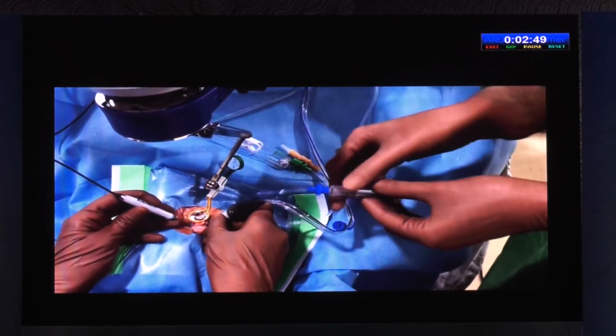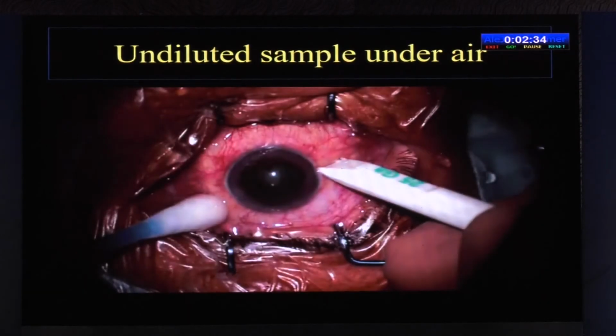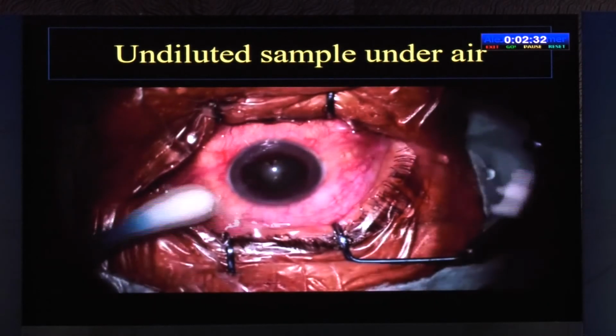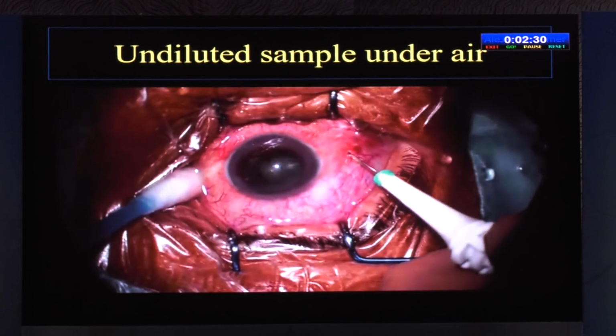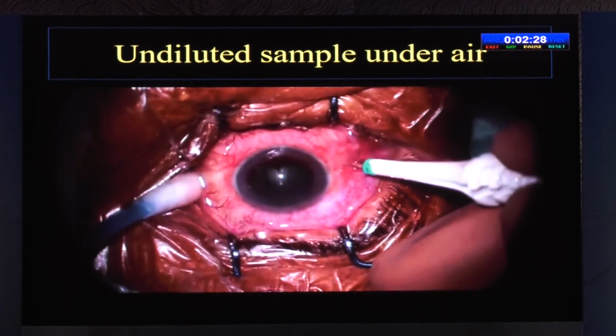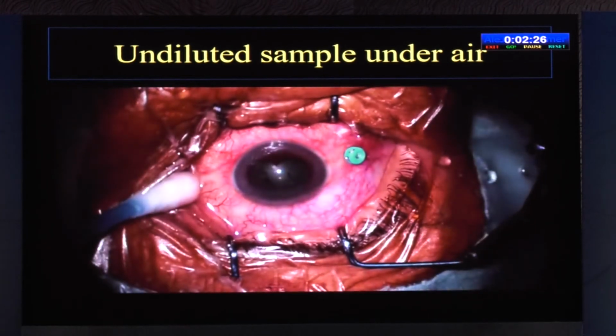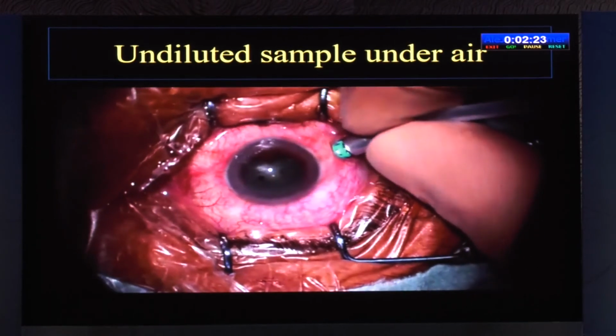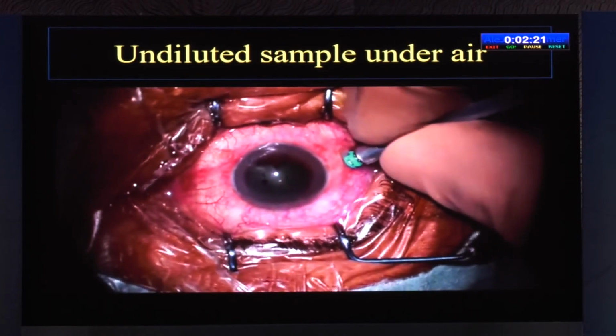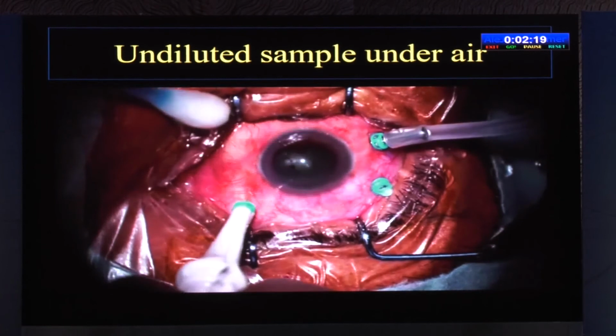Similarly, you can take about 3 to 4 syringes like this and then label them with the patient's name, the date of sample collection, the surgeon who's asking for it, and whatever tests you want. And of course, which syringe contains the undiluted and the diluted fluid. This is how we collect the undiluted sample under air. So once you attach your infusion cannula, we don't put on the infusion fluid, we just keep it under air because you are collecting the undiluted vitreous fluid.